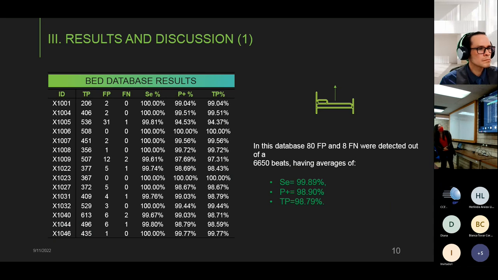The results for the BED database were that we only obtained 80 false positives and 8 false negatives out of 6,650 beats. And we obtained a sensitivity of 99.89, a positive predictivity of 98.9, and a true positive detection of 98.79.